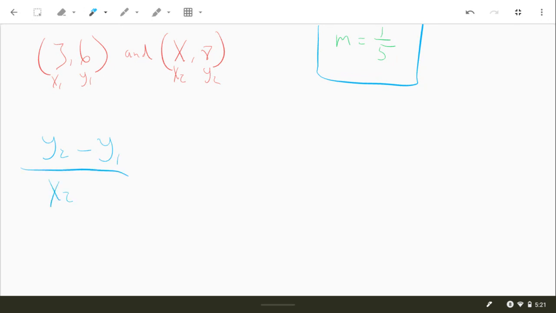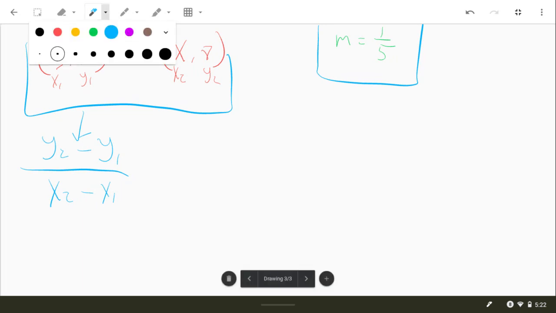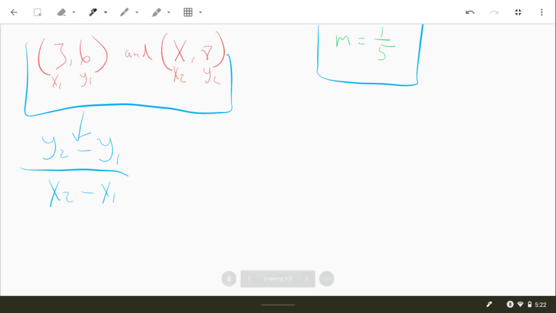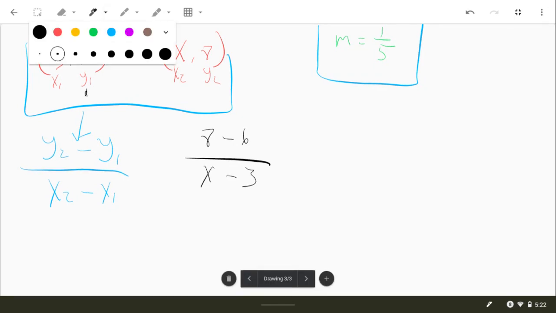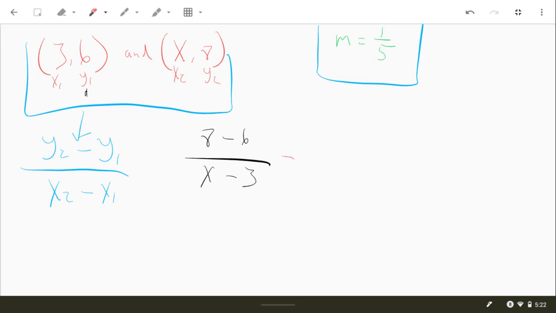All right. So I'm going to set up my little slope formula here. And I'm just going to plug these values in. So y2 is equal to 8 minus y1, which is equal to 6, over x2, which is the one I'm solving for, so I'm just going to put an x there, minus x1, which is 3. So this is the slope formula, and it's supposed to equal 1/5.